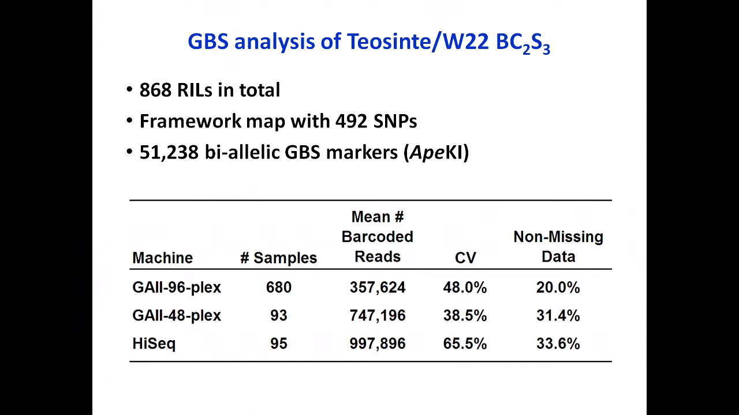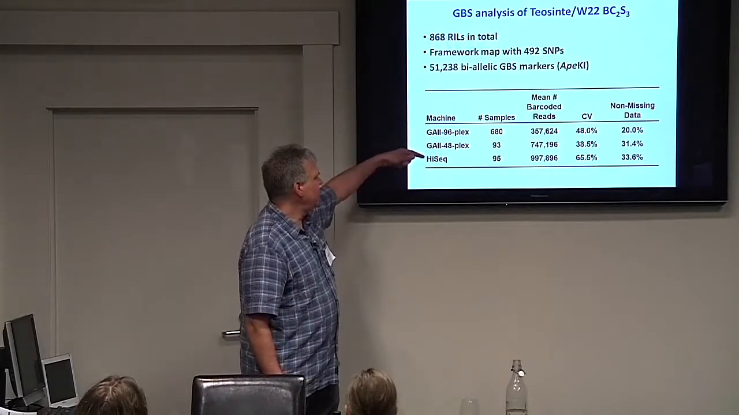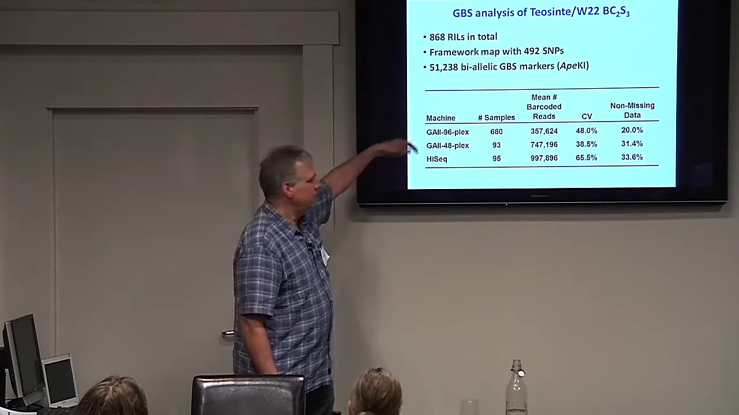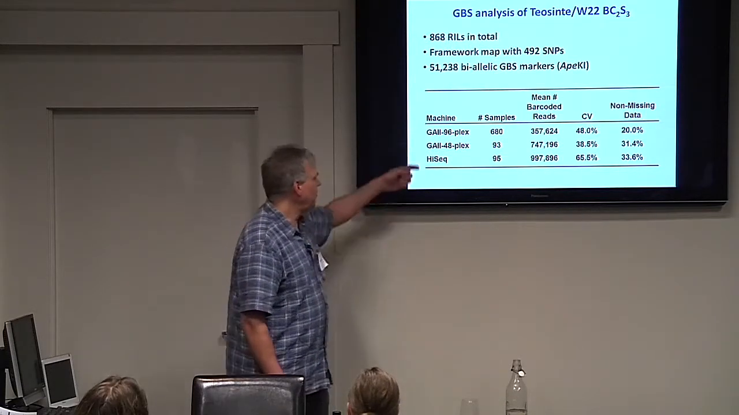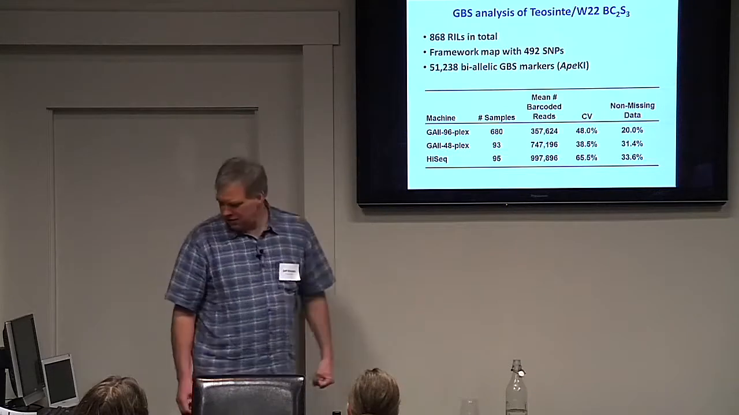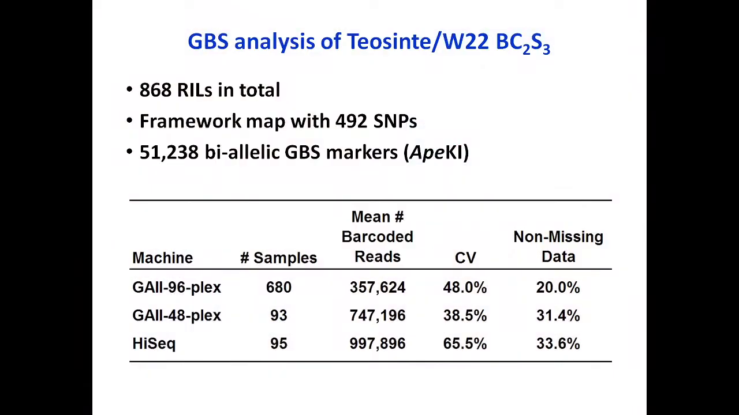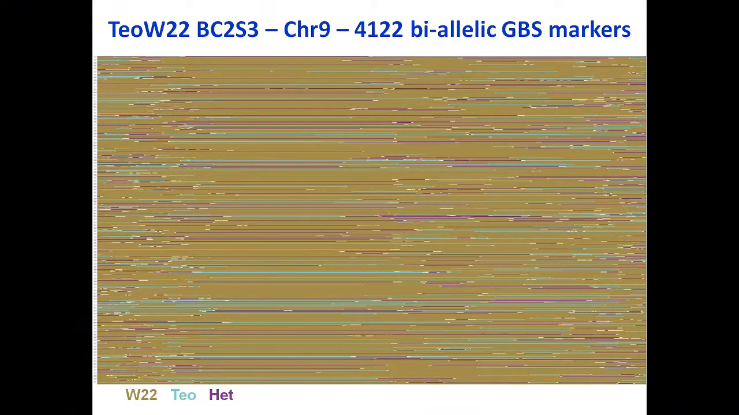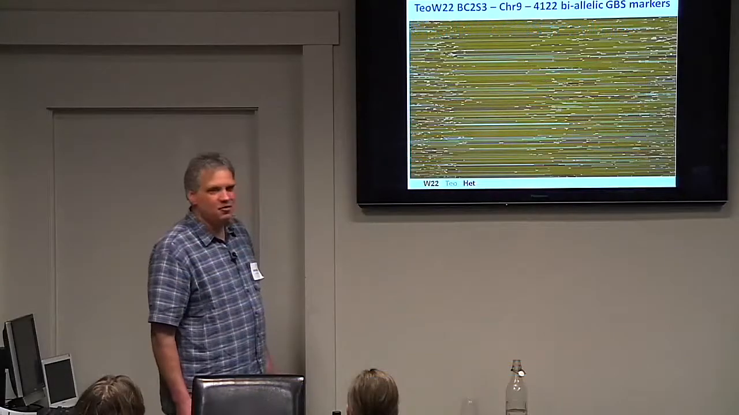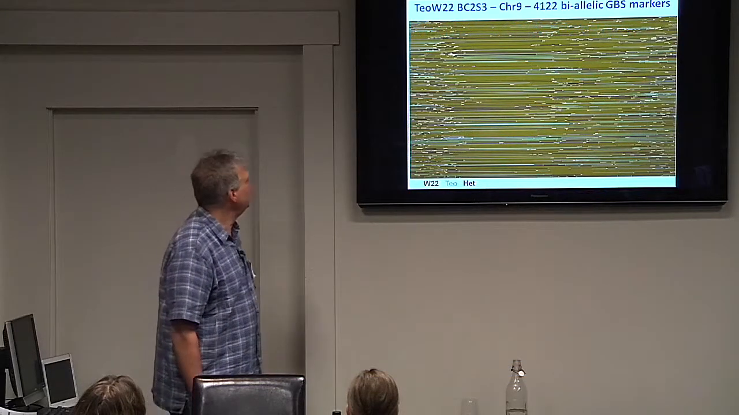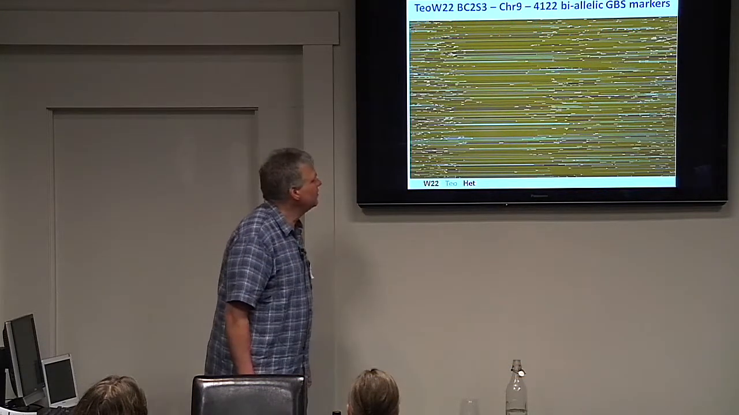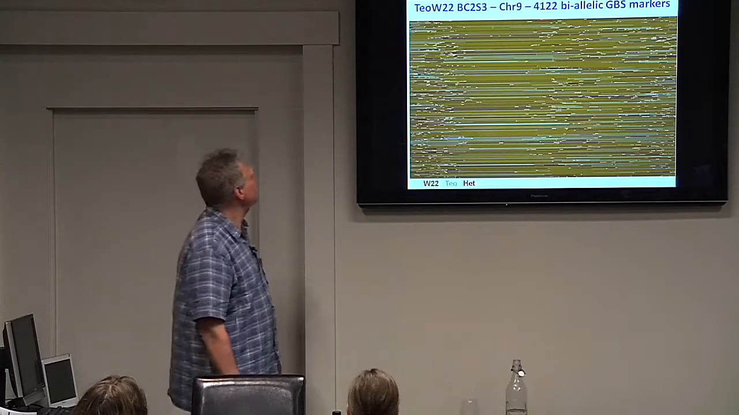This table just shows running it. We ran these samples on different versions of the Illumina machine, and we get a lot higher depth with the newer HiSeq. I used my own algorithm, since Peter's HMM wasn't available at that time, so I came up with my own algorithm to sort of do the same thing. And this shows what the genotypes for a whole chromosome look like across these 800 RILs. So think of it as an Excel spreadsheet or something with colors.